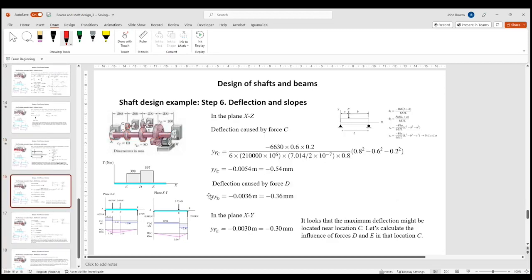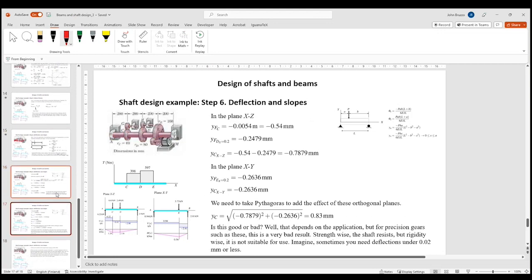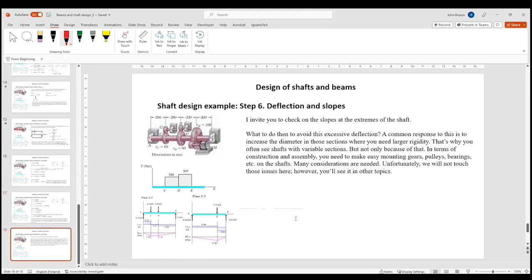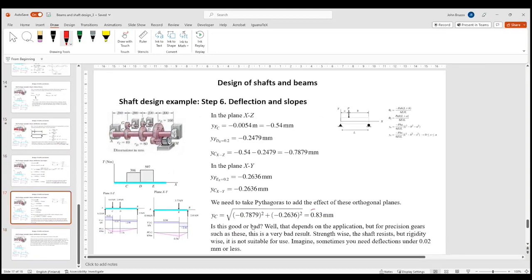And what you're going to see is simply the application of all the forces over and over again until you find the maximum deformation. It's interesting to see that for this case, if I didn't make any mistakes, the deformation is close to a millimeter. Imagine that the deformation on shafts depends highly on the rotational speed of the shaft and on the elements mounted on it. And sometimes these are the type of deformation limits you can find in such designs. So 0.02 millimeters, imagine that.